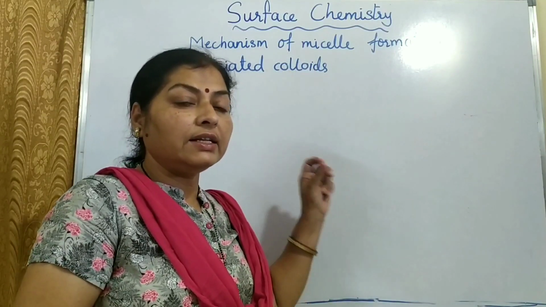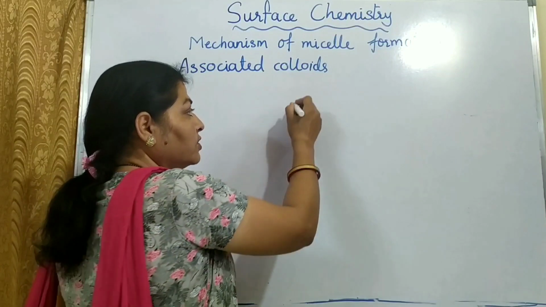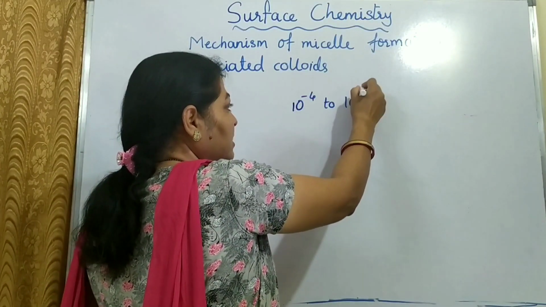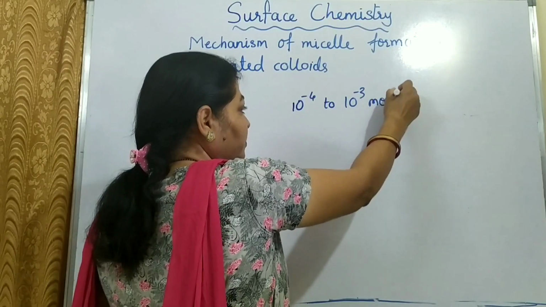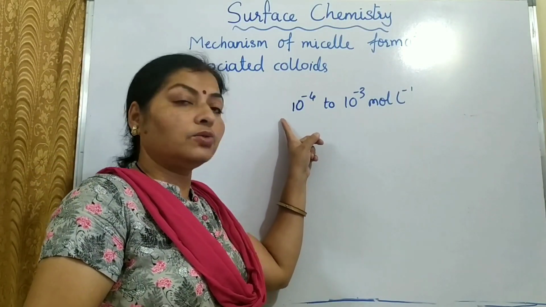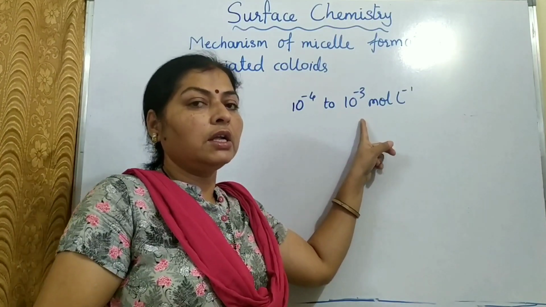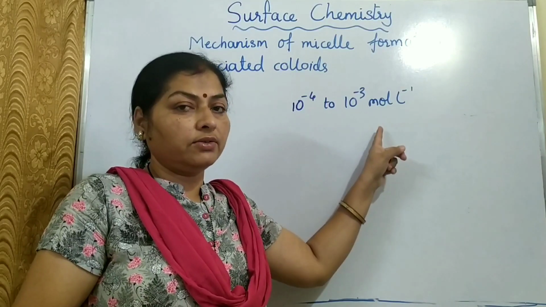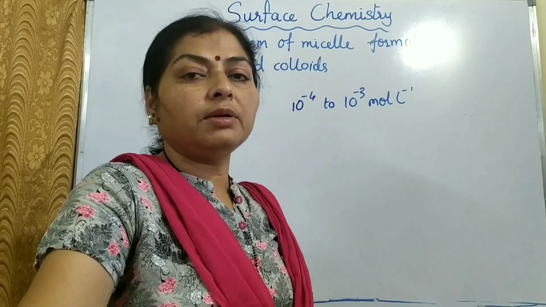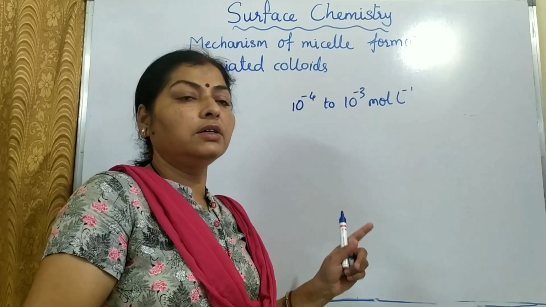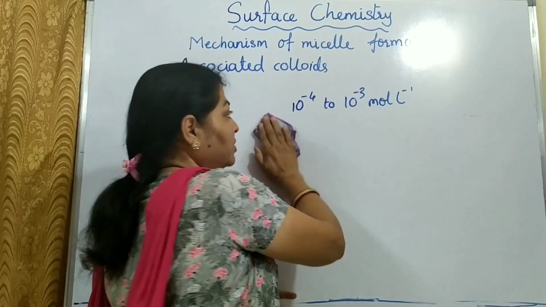And we have seen that there is a particular value of concentration for soap. It is 10 raised to power minus 4 to 10 raised to power minus 3 mole per liter. Below this concentration, soap solution will behave like a true solution. Above this concentration, it will behave as a colloid. It is known as the critical micelle concentration. And there is a temperature value also above which the solution will behave like a colloid. That is known as the Kraft temperature.